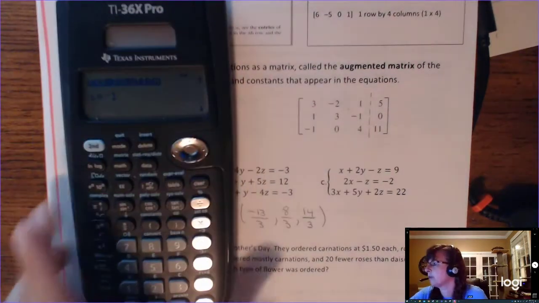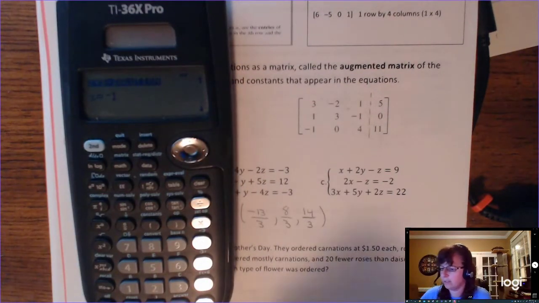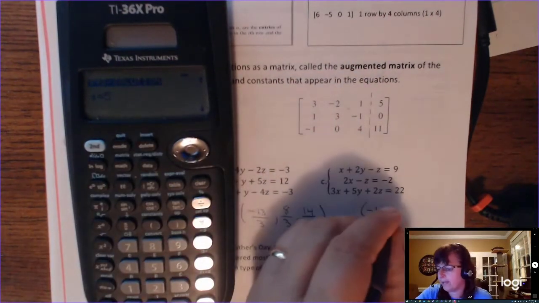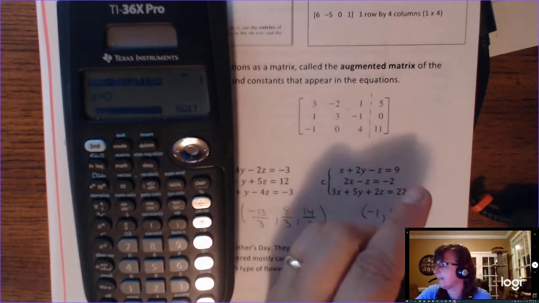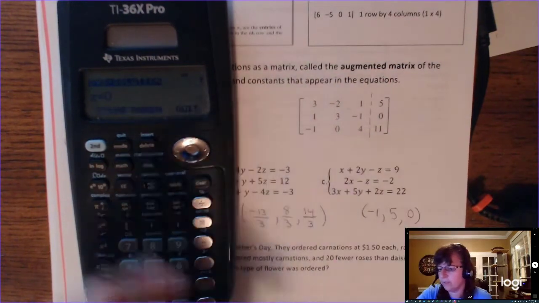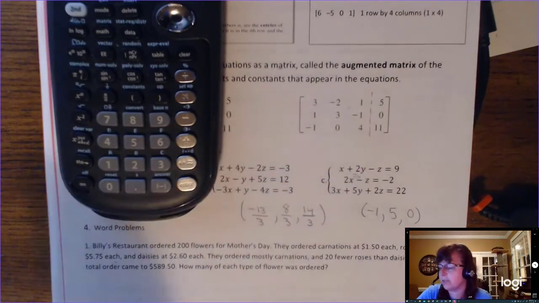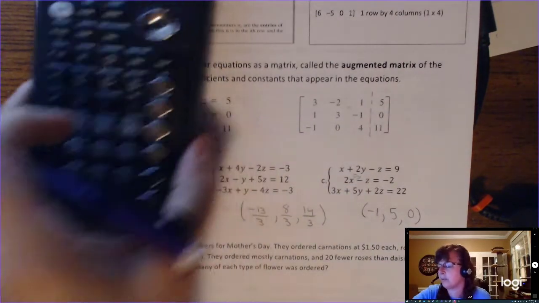Okay, and if you tried the next one, you would get -1, 5, 0. If you didn't get that, maybe because there's a 0y that you can't forget. You have to put a 0 in.